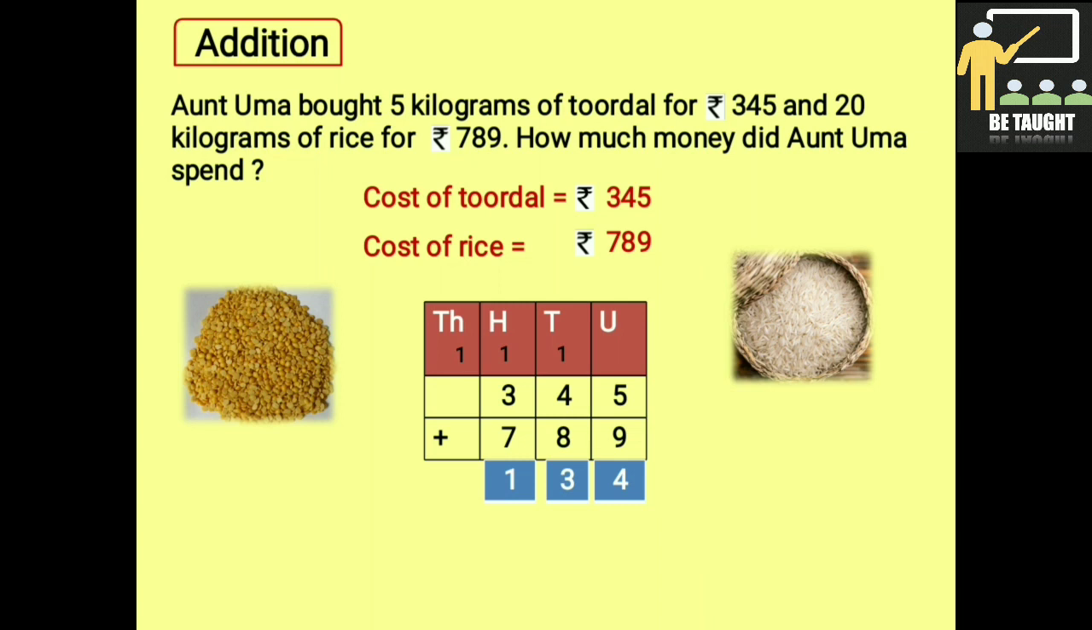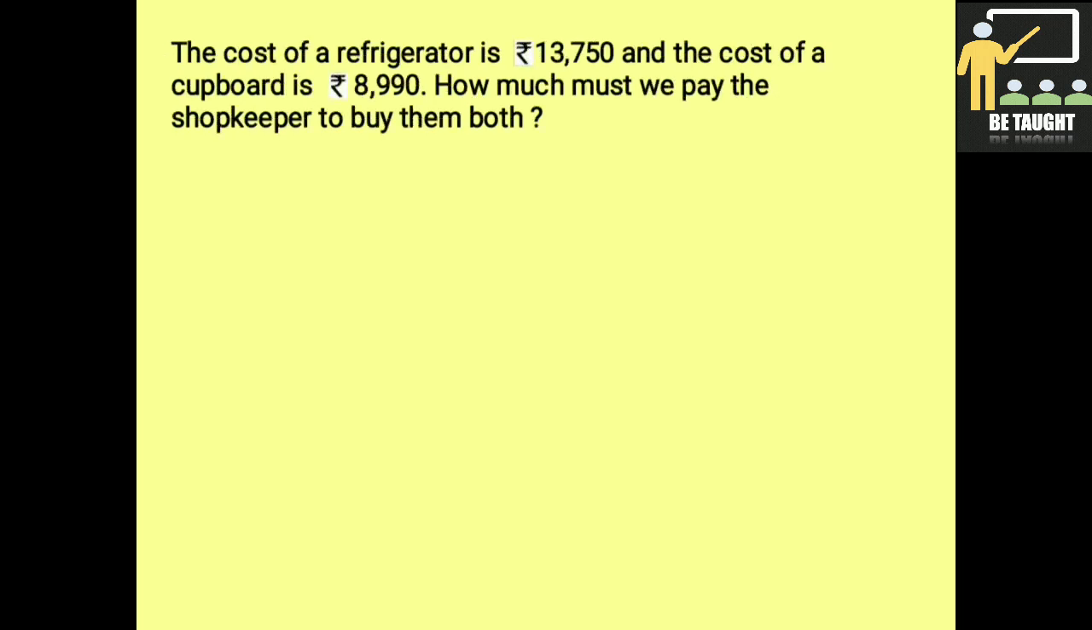But since no number is given below, we assume it 0 and we bring that 1 down, that is 1 plus 0 from the thousands place will give us 1. So our final answer is Aunt Uma spent rupees 1,134 in all. We'll see one more example. The cost of a refrigerator is rupees 13,750 and the cost of a cupboard is rupees 8,990. How much must we pay the shopkeeper to buy them both?